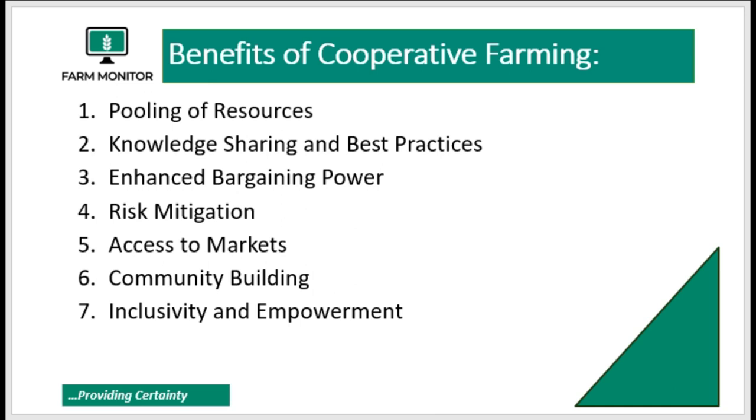Number seven, inclusivity and empowerment. So cooperatives often provide opportunities for marginalized small-scale farmers who might struggle to compete on their own. So they empower these individuals to participate in the agricultural economy.